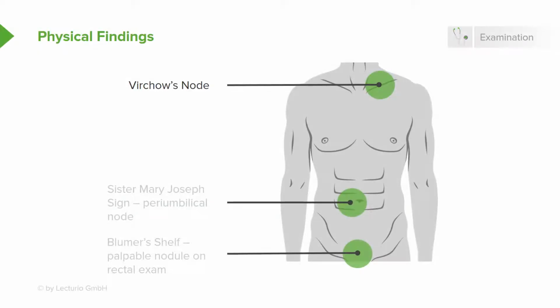This is an important slide, giving you three particular findings that are consistent with advanced metastatic stomach cancer. One is Virchow's node, which is a supraclavicular lymph node, Sister Mary Joseph sign, which is a periumbilical lymph node, and Blumer's shelf, a palpable nodule in the rectal vault when you do a rectal examination. Again, all three findings are suggestive of advanced adenocarcinoma.